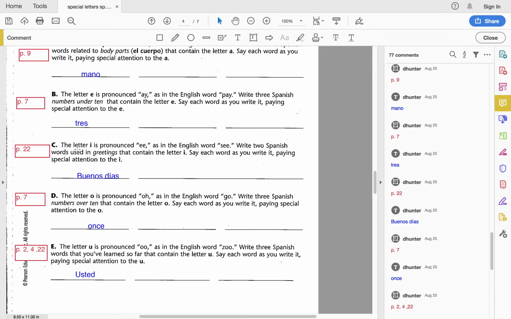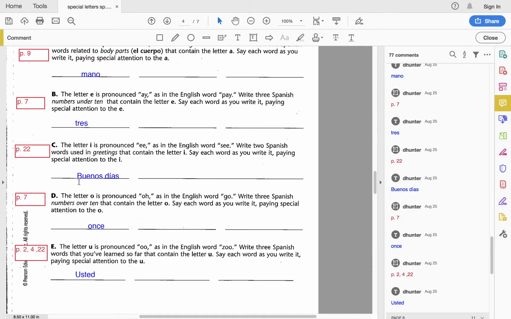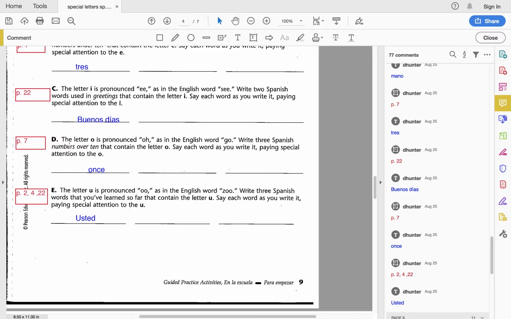Part C. The letter I is pronounced E, as in the English word see. Write 2 examples of greetings. Again, greetings being on page 22 and also throughout the chapter, but that's a good lead for you. Find greetings that contain the letter I. Super simple, like buenos días. It's not buenos días, it's buenos días because the I has that E sound. Buenos días.